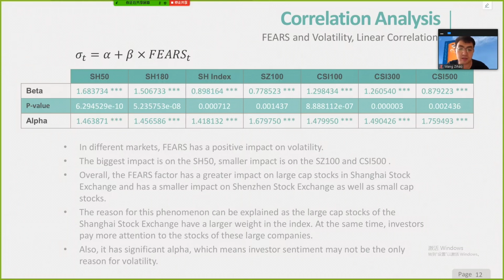We guess it may be because Shanghai stock has a large weight in the index, and the investor may pay more attention to the stock of this large company. At last, the alpha value of Fierce in different markets are all significant too, so investor sentiment may not be the only reason for the volatility, and we will seek other contributing factors in the future.